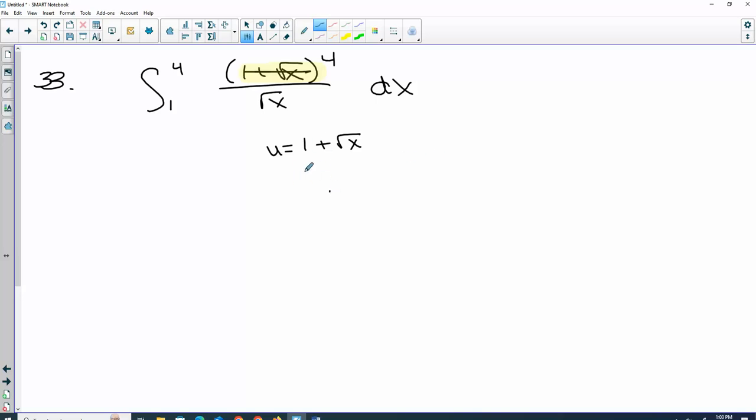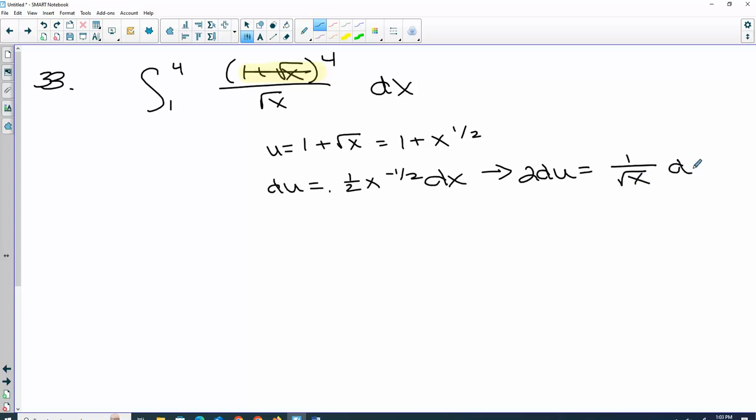Okay, think about what that means. That's the same thing as saying 1 plus x to the 1/2, right? So your du, derivative of 1 is 0, derivative of x to the 1/2 would be 1/2 x to the negative 1/2 dx. But we don't need the 1/2, so we can multiply by 2. X to the negative 1/2 is 1 over the square root of x.